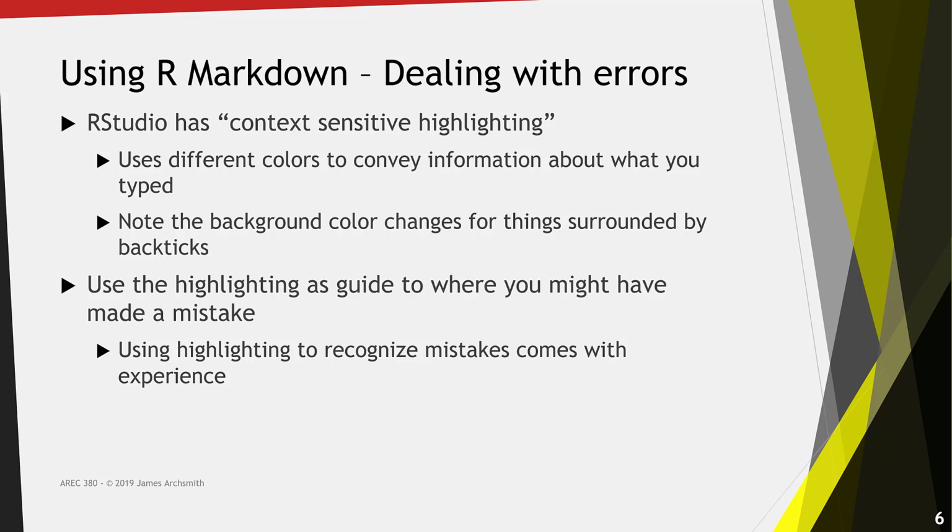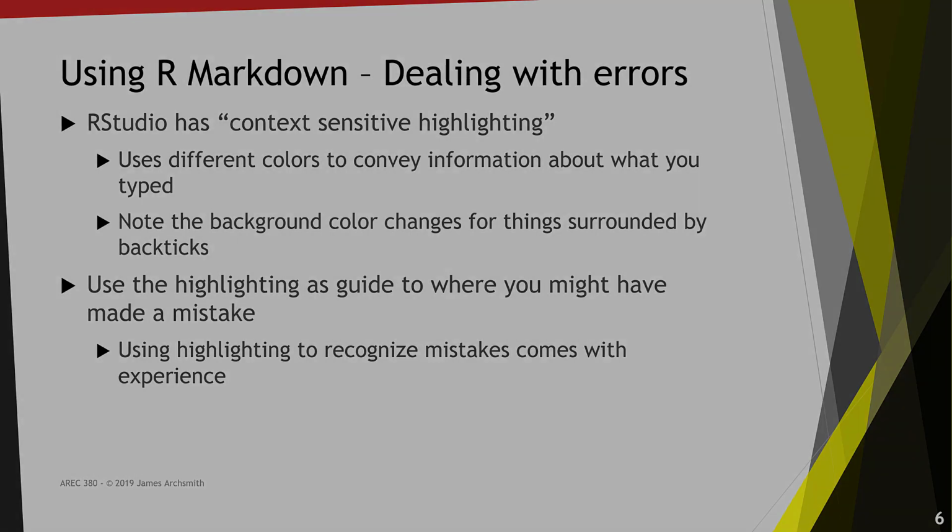You've also noticed by now that RStudio uses context-sensitive highlighting. It's going to use different colors to convey information about what you've typed in the editor window. Importantly, you should note that the background color changes for things that are surrounded by backticks. So when you create code chunks, the background color is going to be different than the standard background color. You can use this kind of highlighting as a guide to where you might have made a mistake. Recognizing your errors using context-sensitive highlighting is something that will take time and come with experience, but in the end is probably one of the better ways to diagnose mistakes.